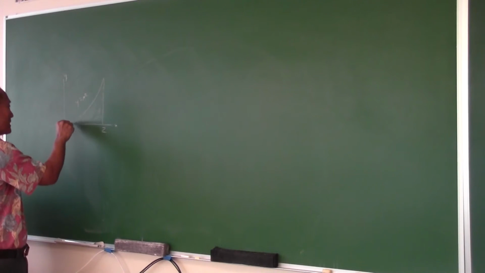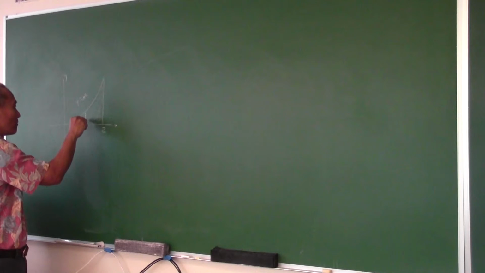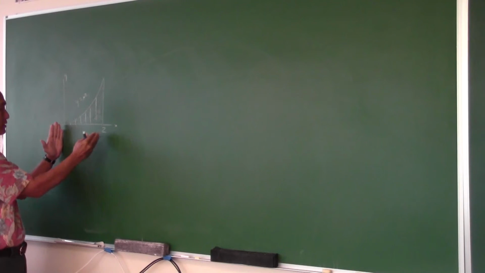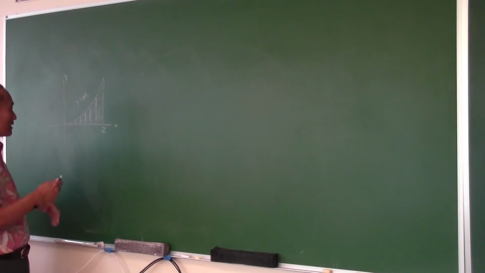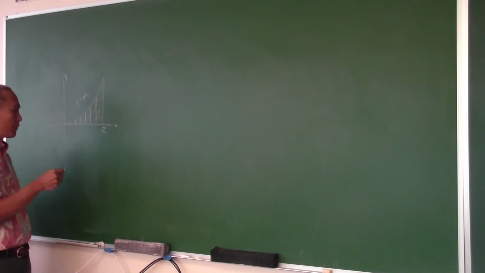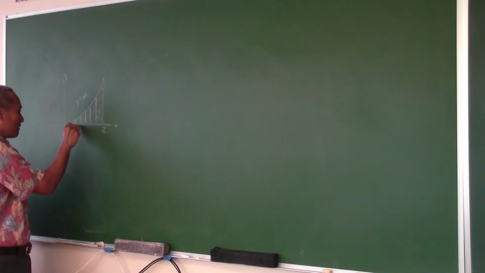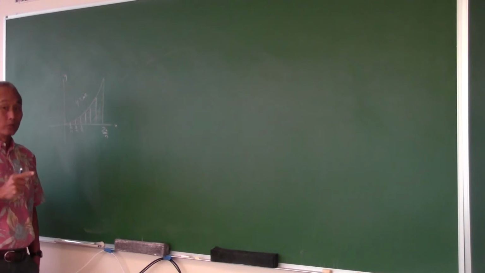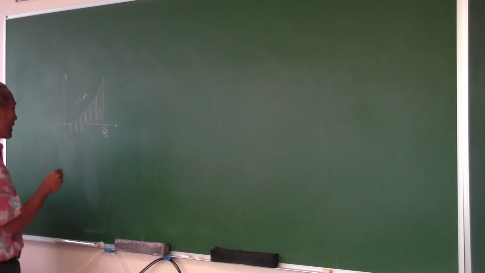So what we do is we divide it into n equal parts, like that. So the distance from 0 to 2 is 2. If you divide that into n equal parts, each one would be 2 over n. So this is 2 over n, 4 over n, 6 over n, all the way until you get to 2n over n. Do not write 2. You want it to be 2n over n.